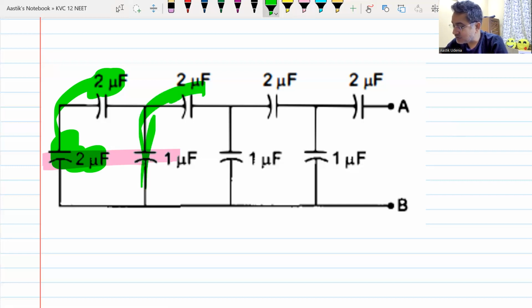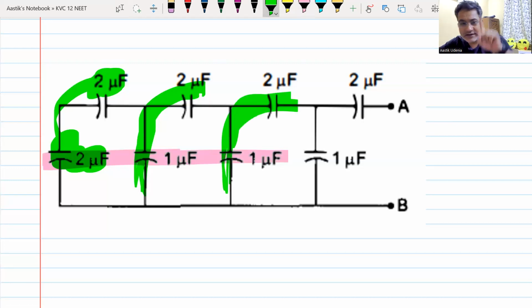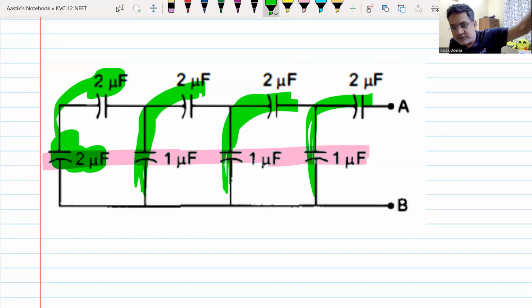Then this 2 and this 2 will come in series. 2 and 2 in series again becomes 1. Then this 1 will come in parallel with this 1. It will again become 2. Then this 2 will come in series with this one. 2 and 2 will again become 1. Then this 1 will again become 2, 1 plus 1. Then finally this 2 and 2 will come in series, and the final answer would be 1. Do we understand this? We start from one end and we go to the next end.